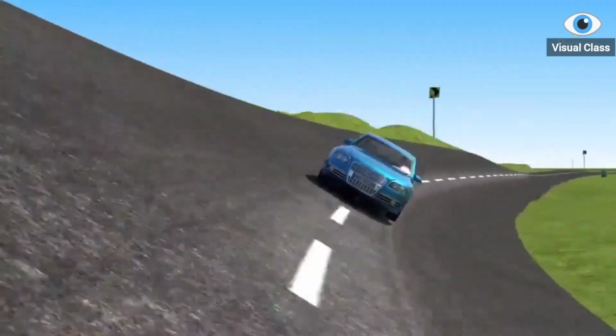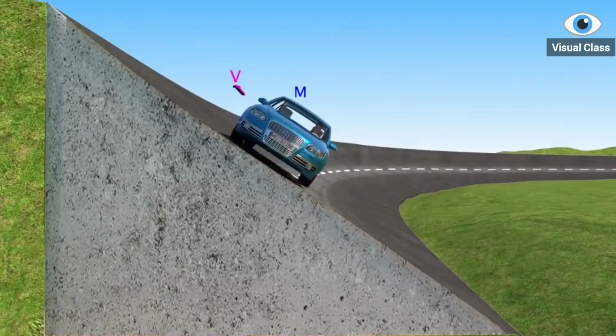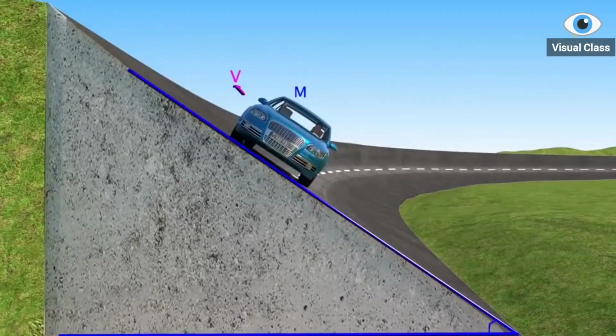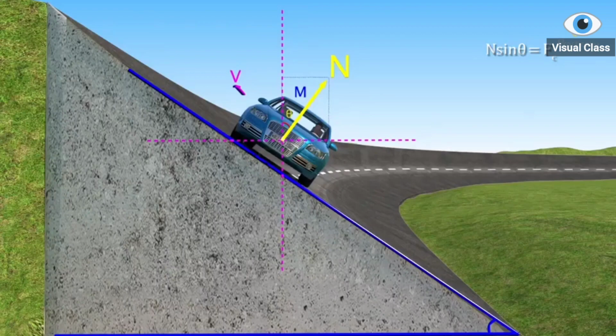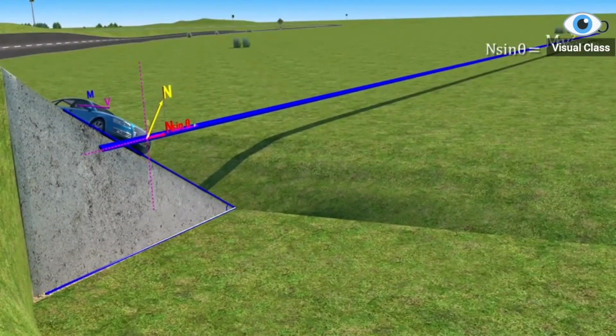Suppose the surface of the road at a turn makes an angle theta with the horizontal surface. This results in the horizontal component of normal force, n sine theta, acting towards the center, providing the necessary centripetal force at the turn. Friction is not taken into consideration here. Therefore, n sine theta is equal to mv square by r.